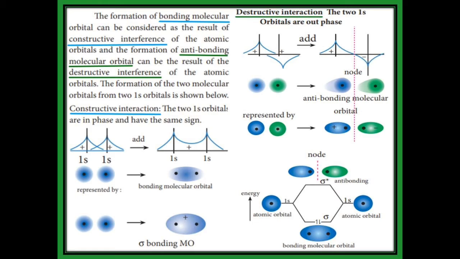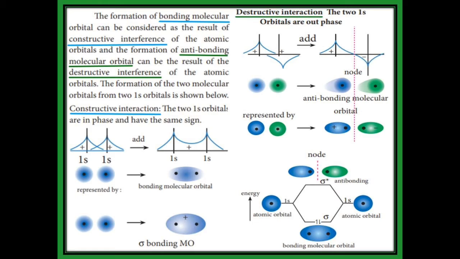We get the oval shape by adding 2 1s orbitals. That bonding molecular orbital, indicated by sigma 1s, has an oval shape containing 2 electrons from the 1s orbitals. Now the destructive interaction: here also the 1s orbitals are going to combine.